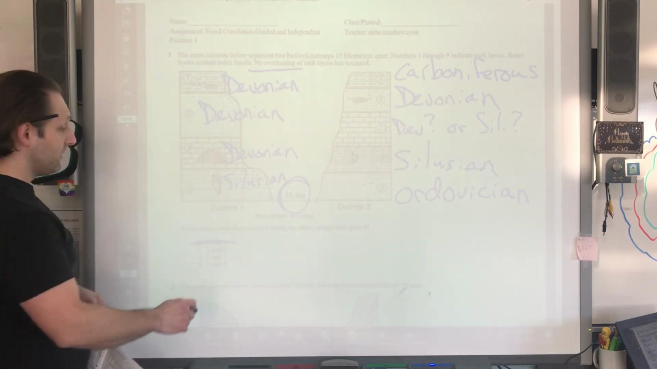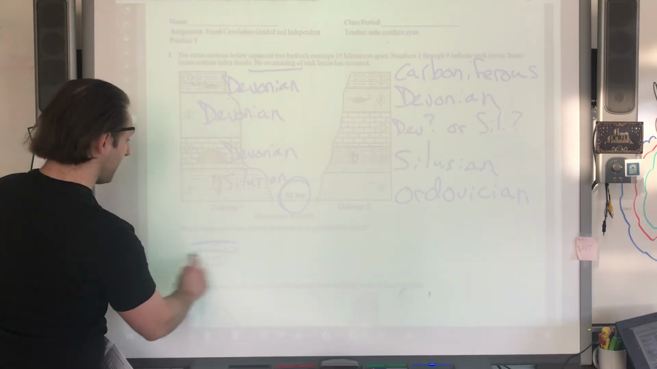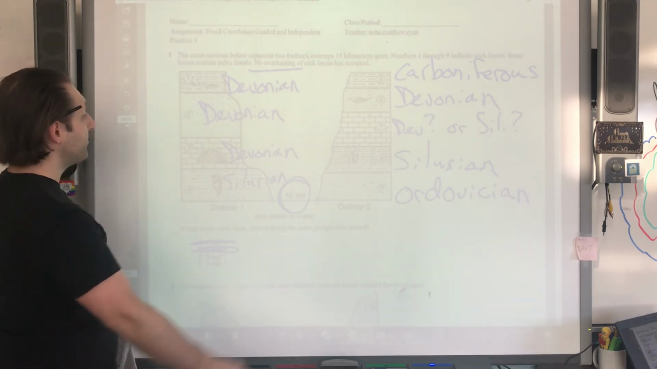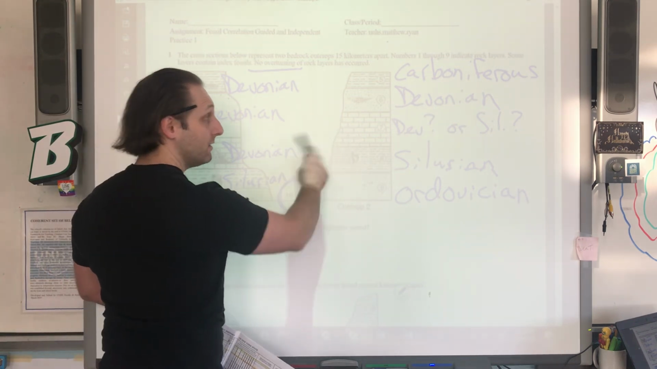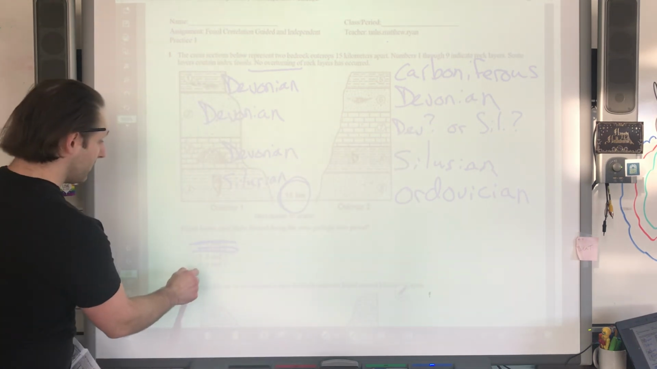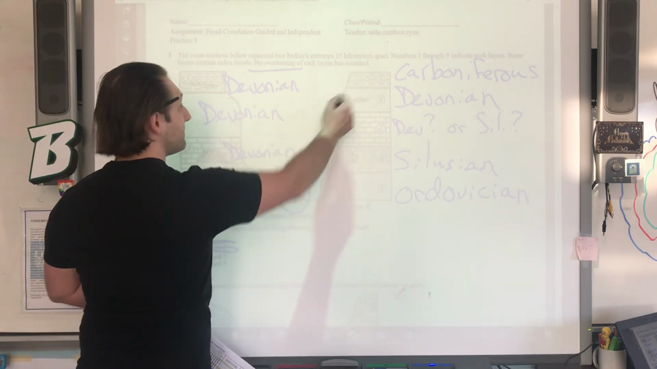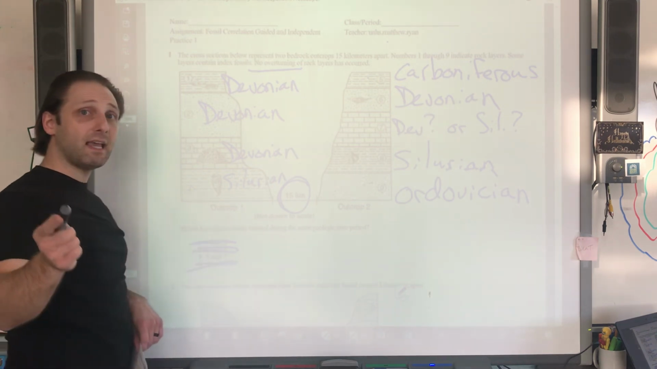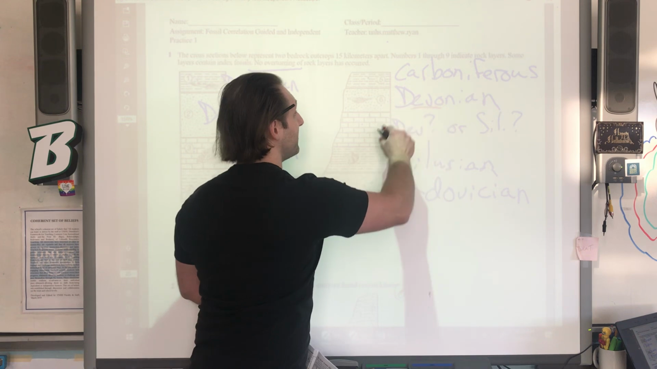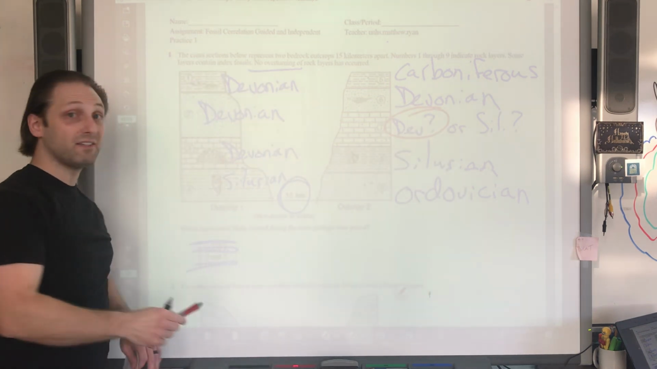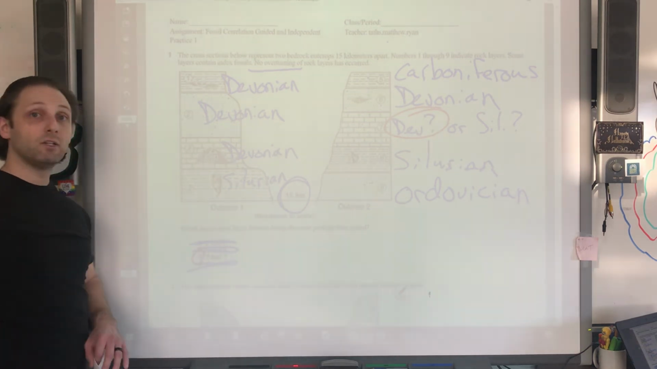No good. Choice 2, layer 2 and 9. Nope, those don't match up either. Choice 3, layer 3 and layer 7. Maybe. Okay. Choice 4, layer 4 and layer 5. That's definitely a no-go. So in this case, we are to assume that layer 7 is Devonian because choice 3 is the best of all answers. The rest of them are completely bogus. So we get choice 3.